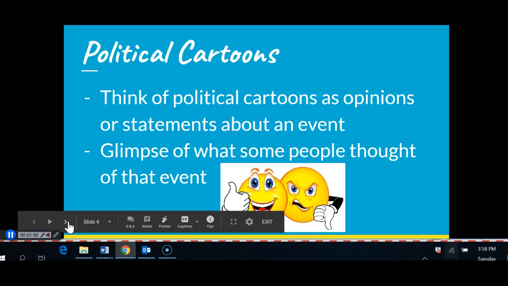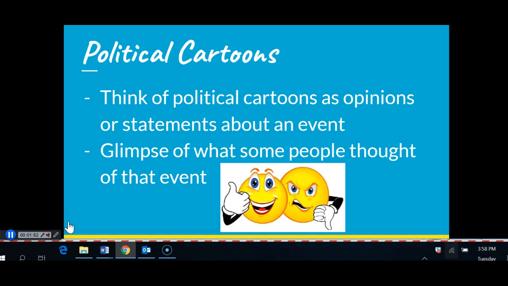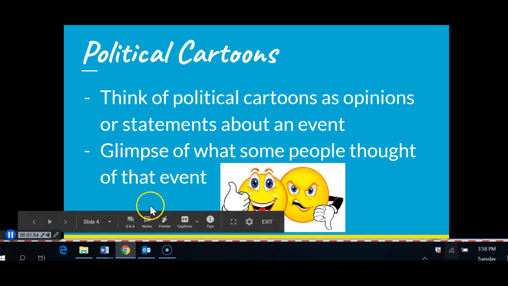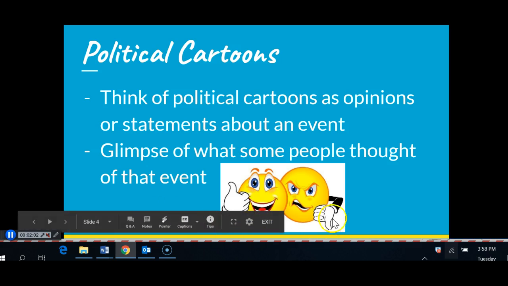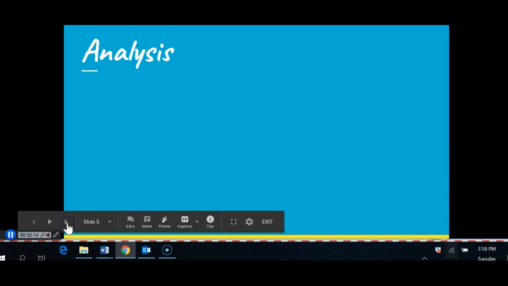So I chose the thumbs up and the thumbs down emoji just to reinforce the idea that political cartoons have a certain message inside of them, and some people are going to agree with that message and some people are not going to agree. But they do give us a certain idea of what people were thinking at that time.